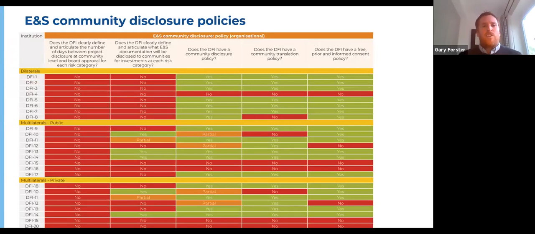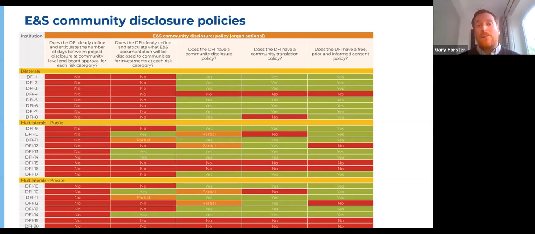Moving on to ESG community disclosure policy, so policies on what DFIs should be disclosing at the community level. We asked questions such as, does the DFI clearly define and articulate what ESG documentation will be disclosed to communities for investment in each risk category? Does the DFI have a community disclosure policy? And does the DFI have a community translation policy?